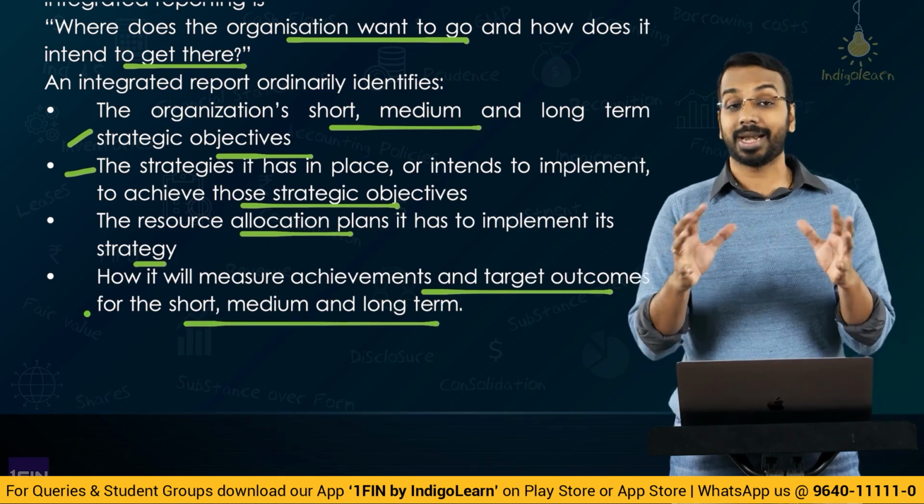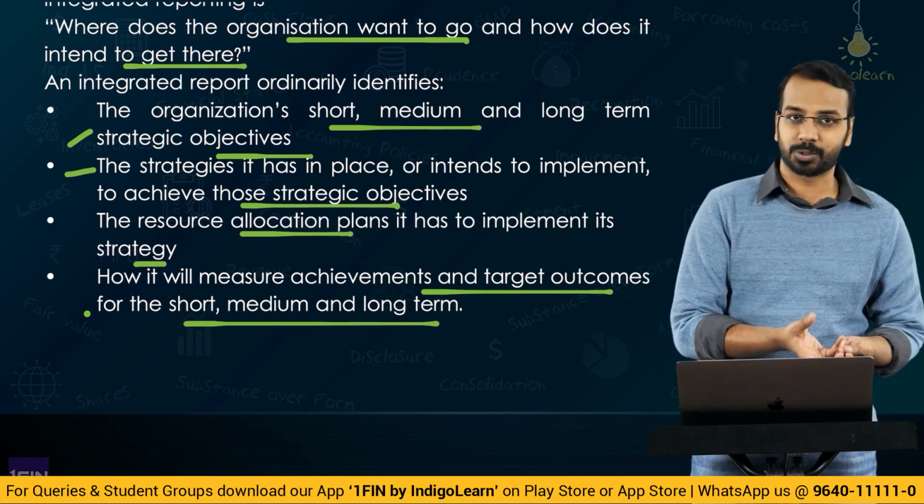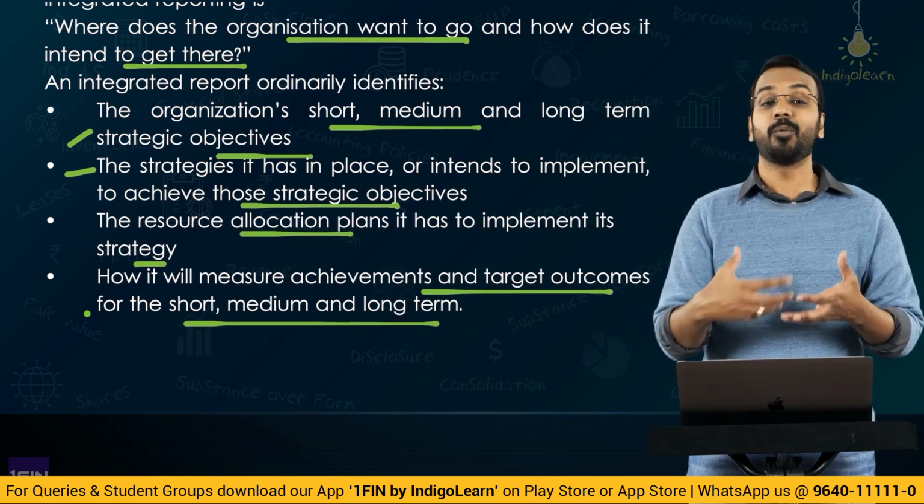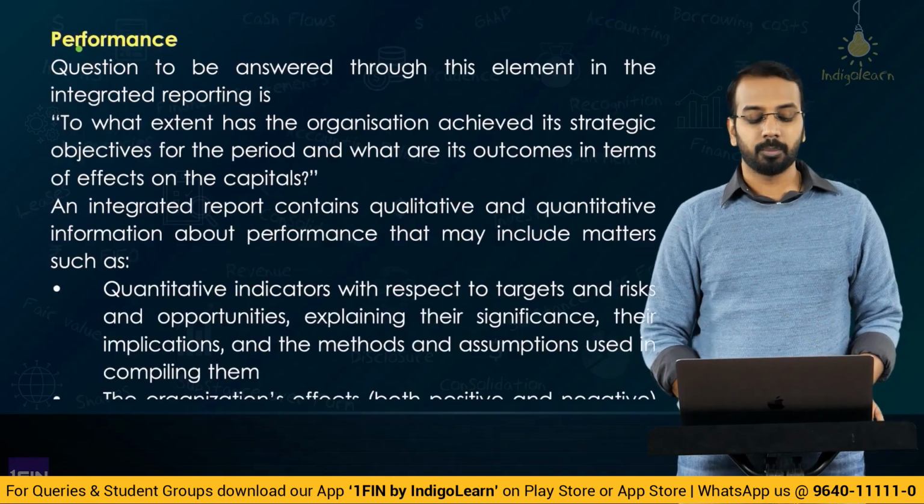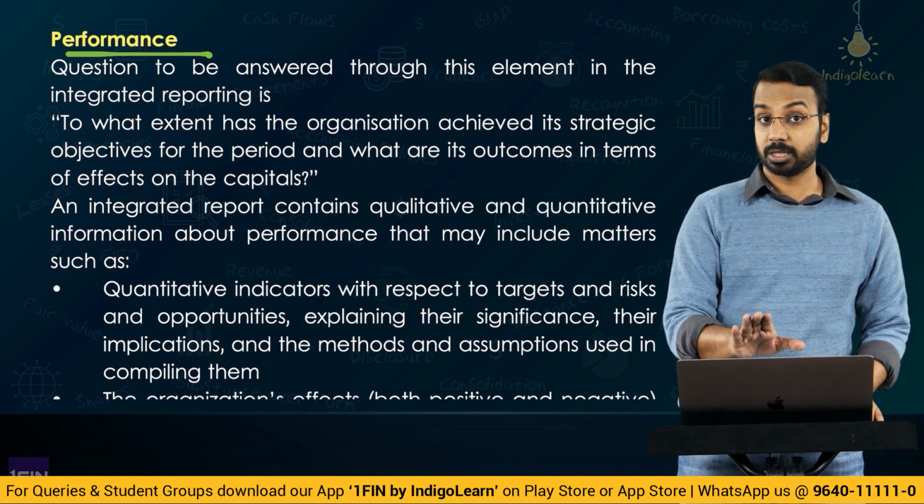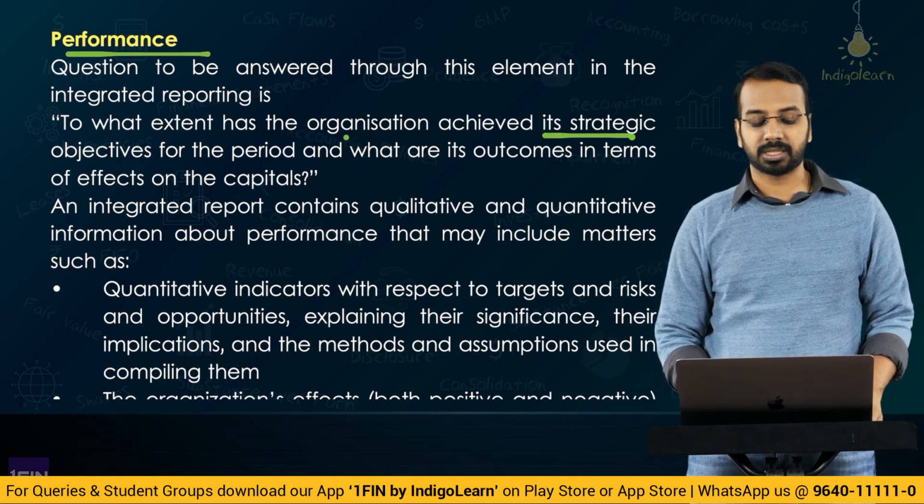So basically, what is the strategic objective, what is the strategy to achieve that objective, how will you deploy resources, what kind of resources are needed, and how will you measure the success over the short, medium and long term. Then performance. Now, performance can be both financial performance and non-financial performance. To what extent has the organization achieved its strategic objectives for the period, and what are its outcomes in terms of effect on the capital?